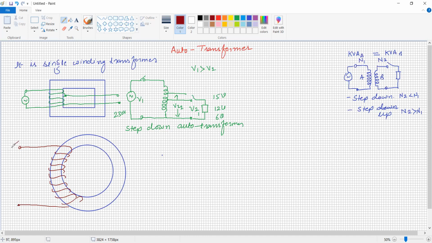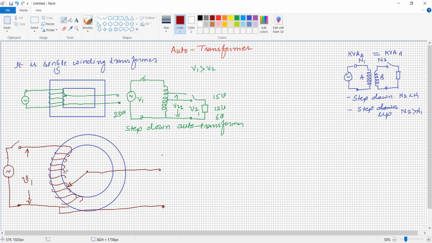This winding is connected with the source. So this is the voltage V1, and the secondary voltage, this terminal is common for the secondary side. Instead of tapping, we can provide a continuous change in the voltage with the help of some variable contacts. So this is the variable contact. It represents the variable contact over this one.